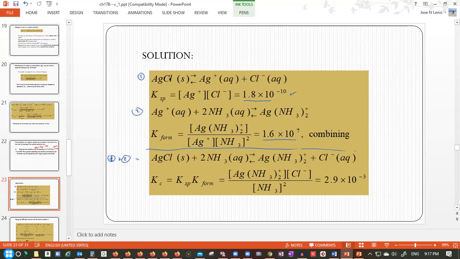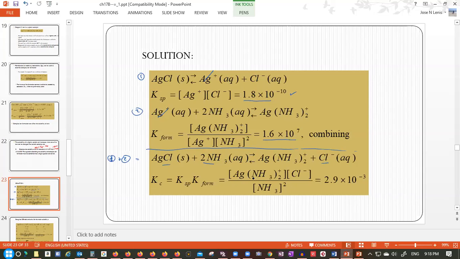Right, because we have AgCl on this side of the equation, and then we have Ag, but Ag is on both sides, so we cancel those two. And then we have 2NH3, which is here. Now on the other side, we have Cl minus here, which is this. We have Ag(NH3) two times, and that's it. And we write the expression of this, the new equilibrium constant for the new expression.